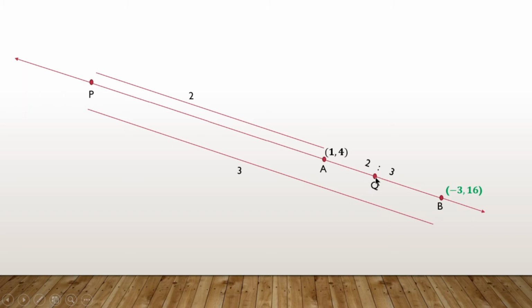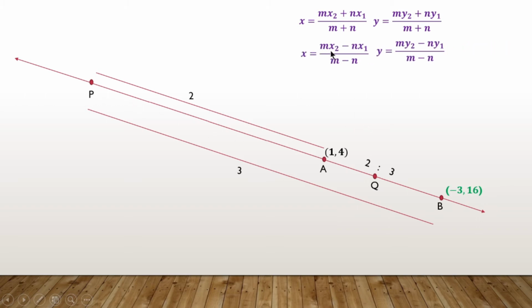To find the coordinates of Q, we have a section formula, this, and to find the coordinates of P, we use the section formula, this. This is called internal division and this is called external division.